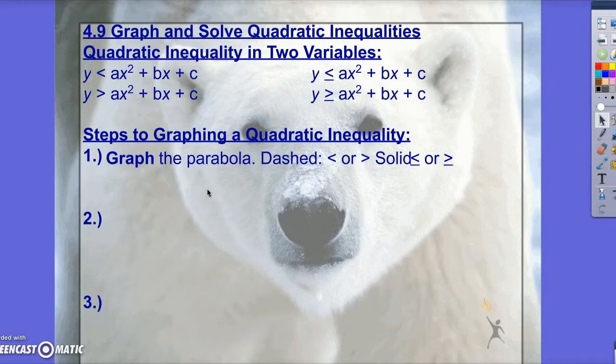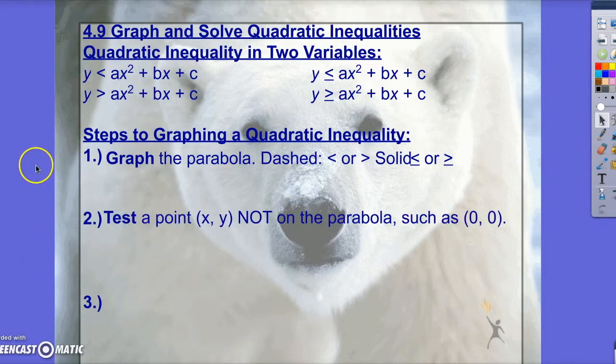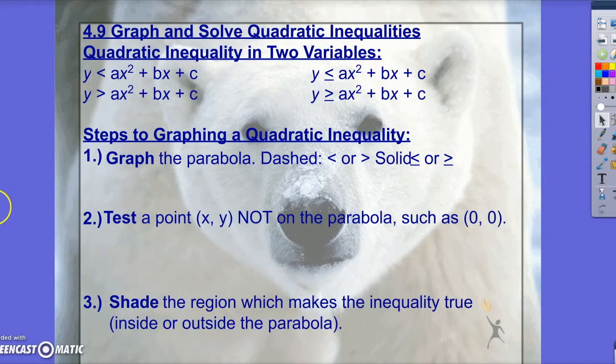So you have to go back to how we graphed standard functions, standard quadratics, to be able to do that. So we're requiring prior knowledge from 4.1. What's new? That it's dashed or solid. Next, we need to determine where we shade. So you're going to test a point (x, y) not on the parabola, such as (0, 0). (0, 0) is the one we usually use unless it's on the graph. And the third step, shade the region which makes the inequality true. It's going to be either inside or outside the parabola.